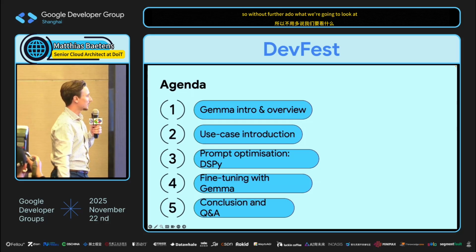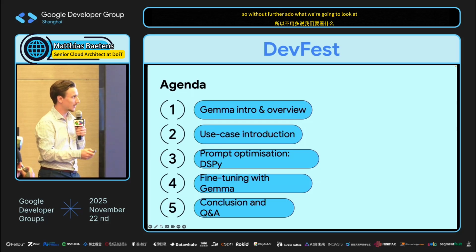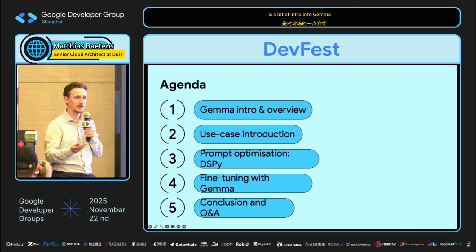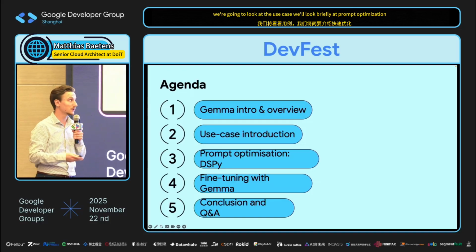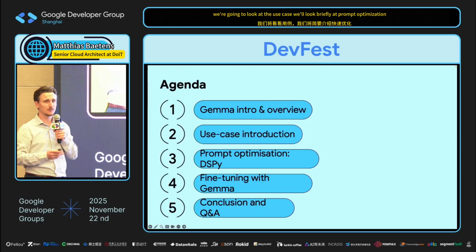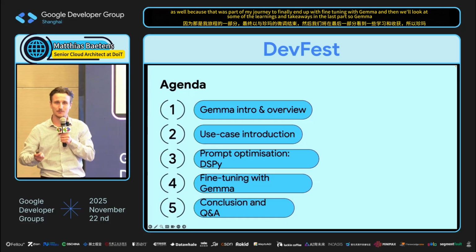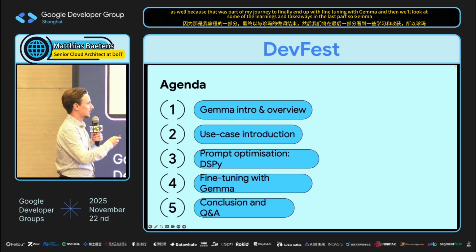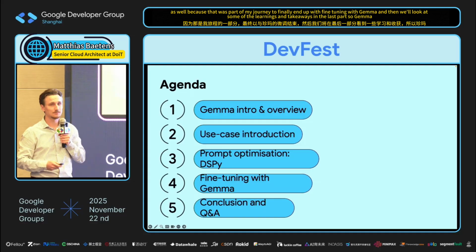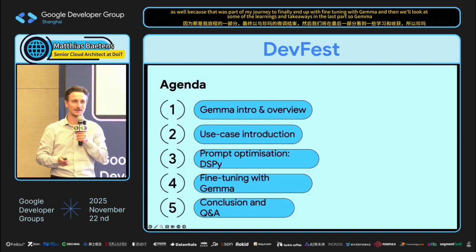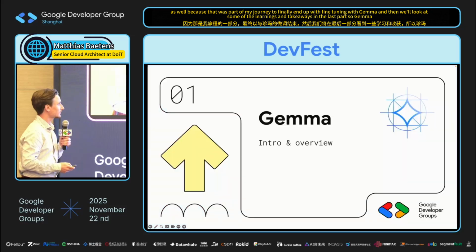So without further ado, what we're going to look at is a bit of intro into Gemma. We're going to look at the use case. We'll look briefly at prompt optimization as well, because that was part of my journey, to finally end up with fine-tuning with Gemma. And then we'll look at some of the learnings and takeaways in the last part.